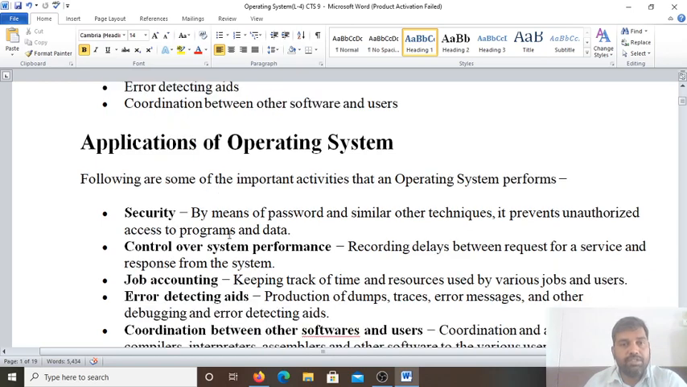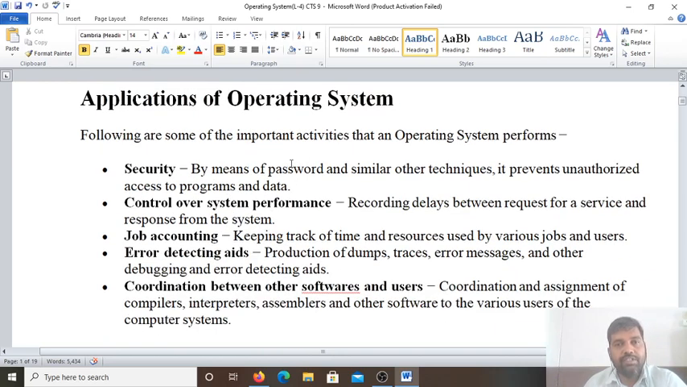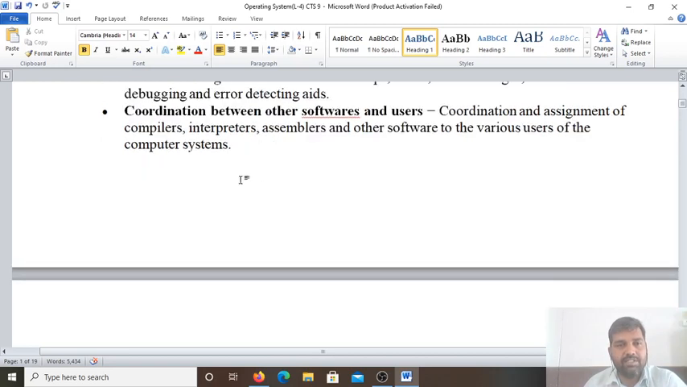Now next is the applications of the operating system. Security, where it is used by means of passwords, which we have discussed just now. Coordination between other software and the user: coordination and assignment of the compiler, interpreter, assembler, and other software to the various users of the computer system. The compiler, interpreter, and assembler, which you will learn about, are used with programming languages like HTML and Python. These are translators, which translate the high-level language into the machine code which the computer understands.